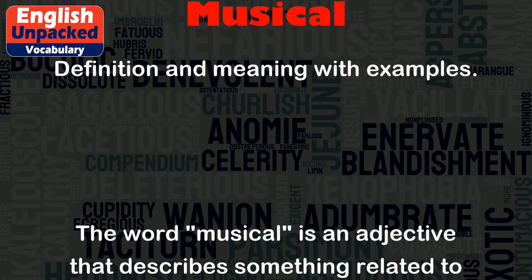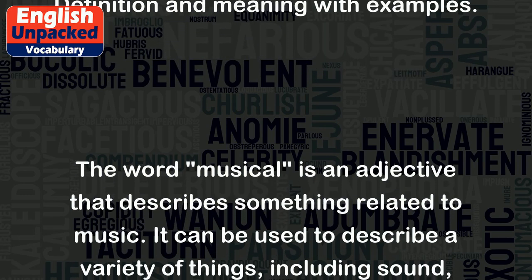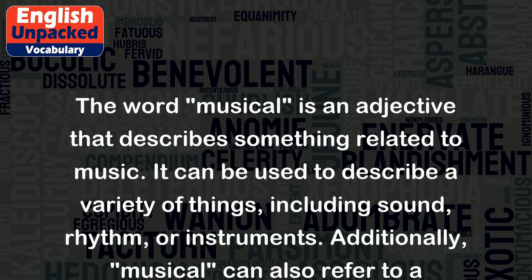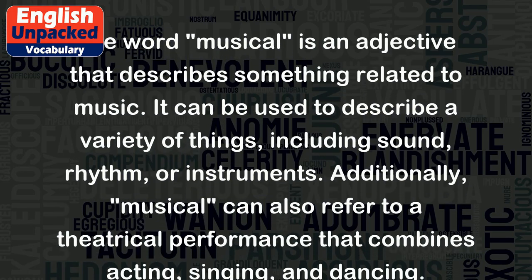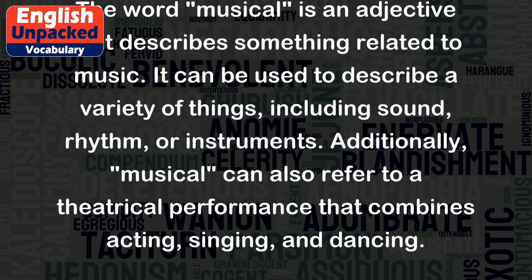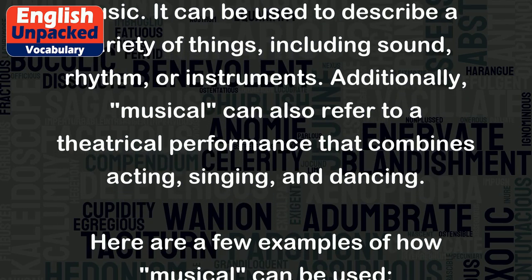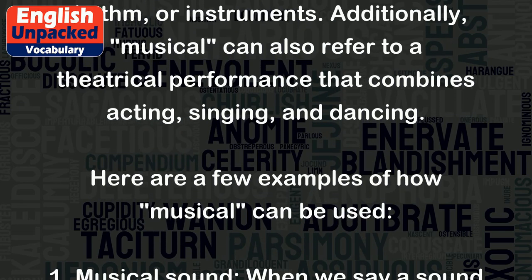The word musical is an adjective that describes something related to music. It can be used to describe a variety of things, including sound, rhythm, or instruments. Additionally, musical can also refer to a theatrical performance that combines acting, singing, and dancing. Here are a few examples of how musical can be used.